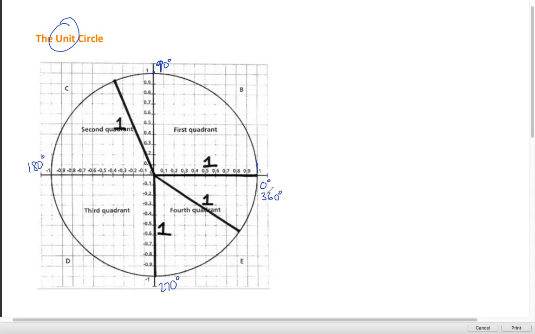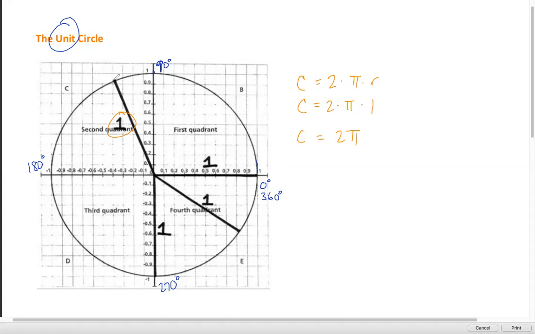Now, you'll also hear these measures talked about in terms of radians, in terms of pi. So how that works is the following. Remember that the formula for the circumference, or the distance around a circle, is 2 times pi times radius. So circumference is equal to 2 times pi times the radius, and the radius of a unit circle is 1. So your circumference is 2 times 1, which is 2, and then pi.